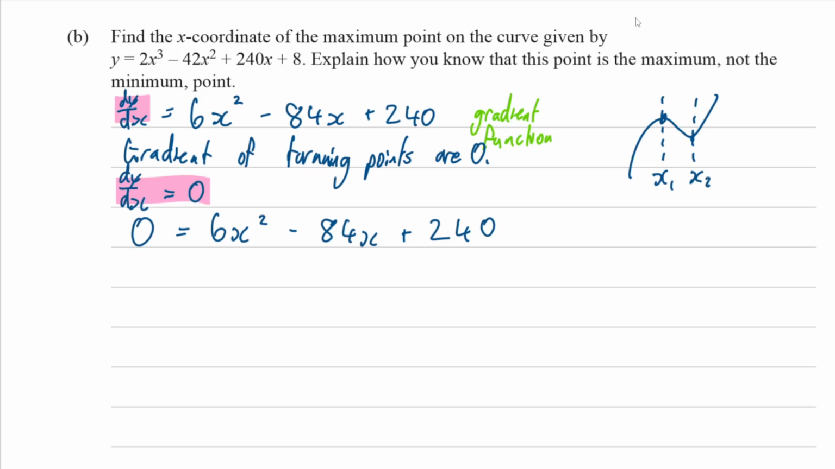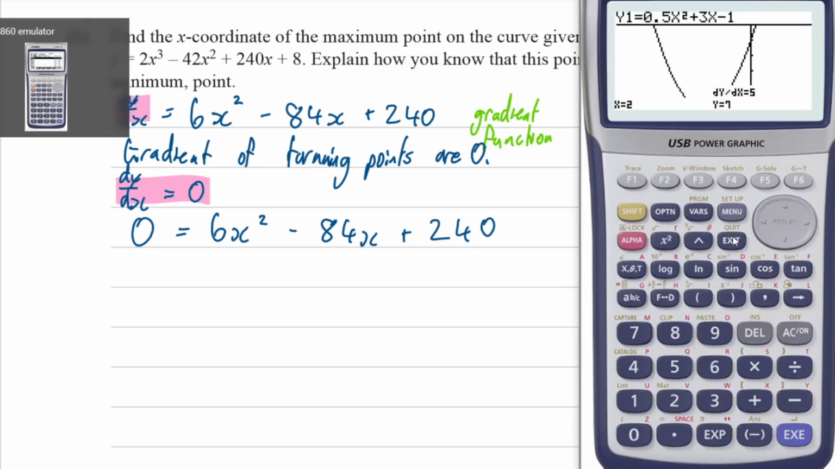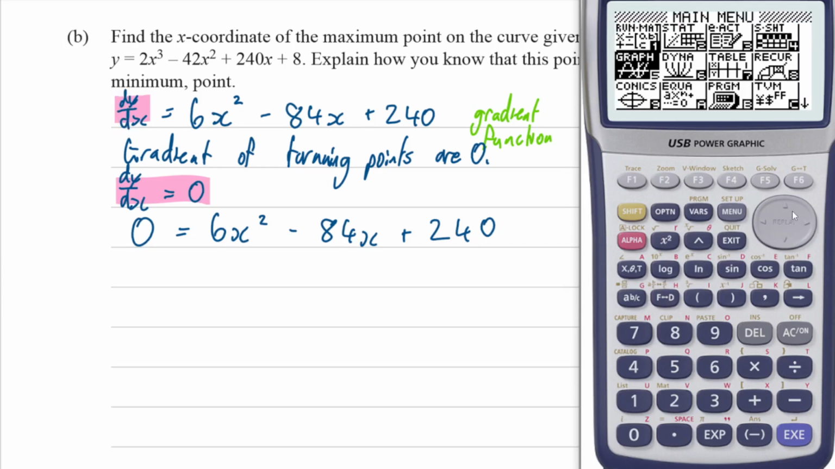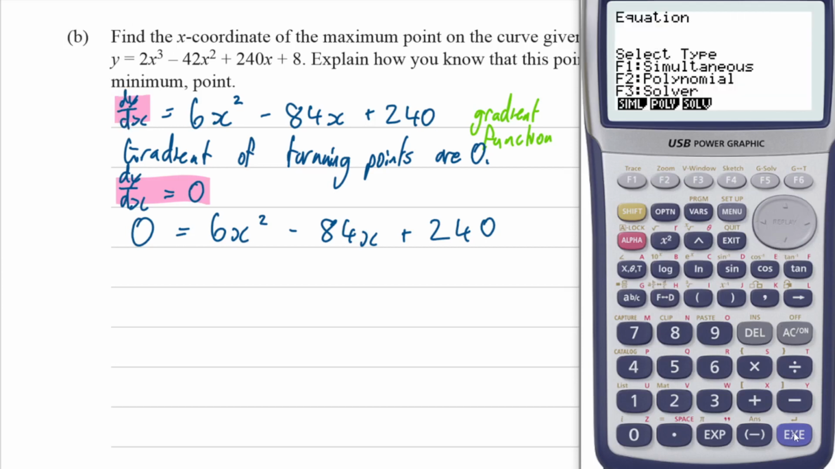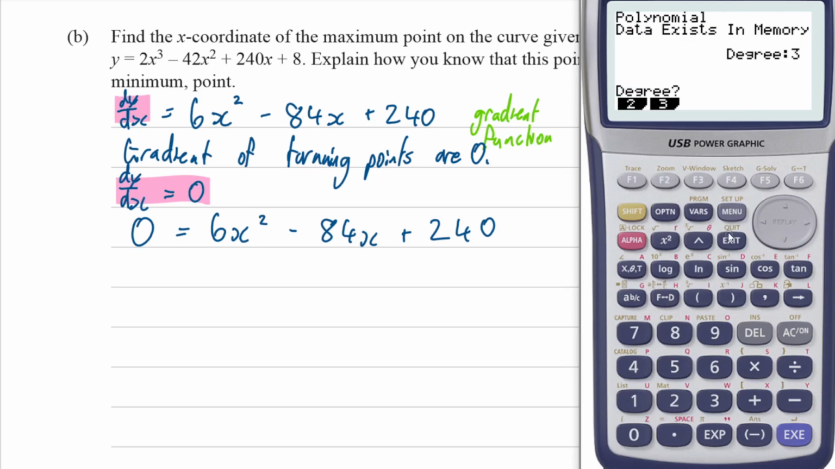Alright, so solving this quadratic equation, a few ways you could go about it. I'll show you the easy way, because why not? Menu on our calculator, equa, for equation solver, we are solving a polynomial, f2. It is degree 2, because it is a quadratic. And in for a, b, and c, we put the coefficients. So a is 6, execute, b is minus 84, and c is positive 240. We then hit F1 to solve, and we get x equals 10 or x equals 4.